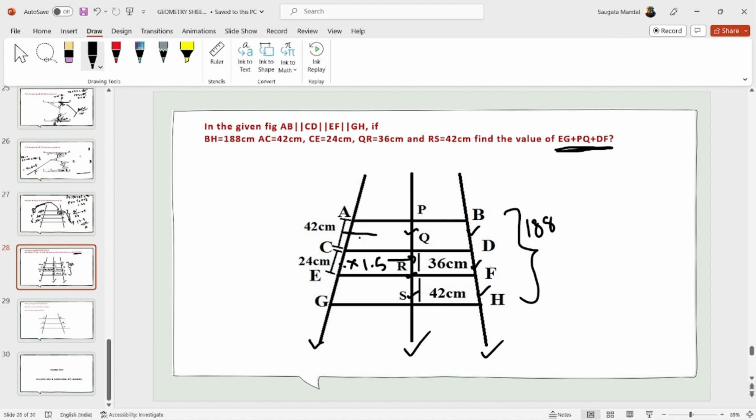Then 42, we multiply with 1.5. 1.5 multiplied by 42 is 63. That is the value of PQ. The value of PQ is 63. What is the value of PQ? That is 63.